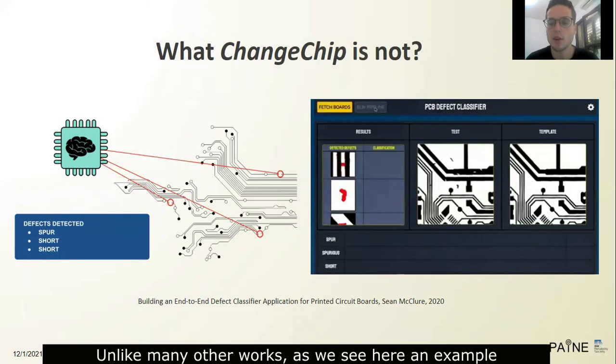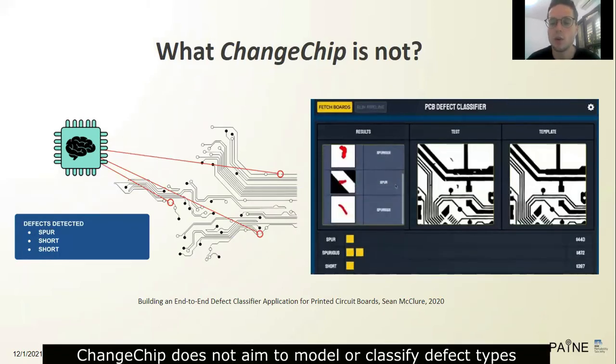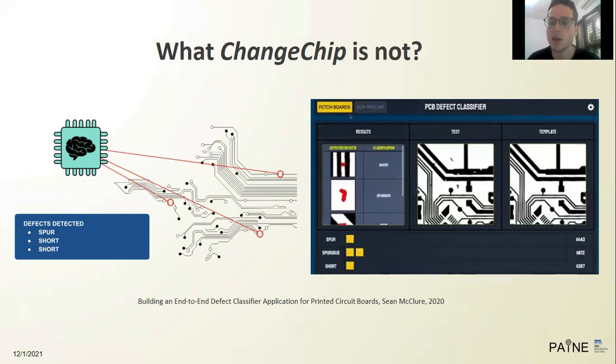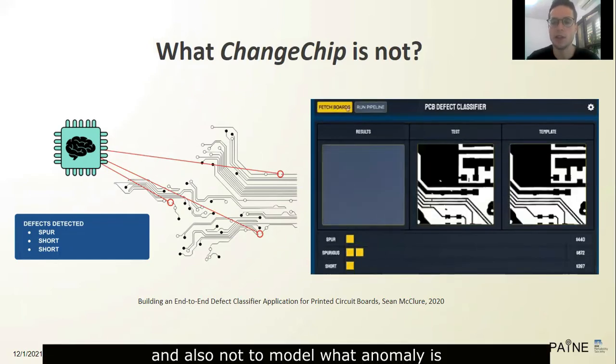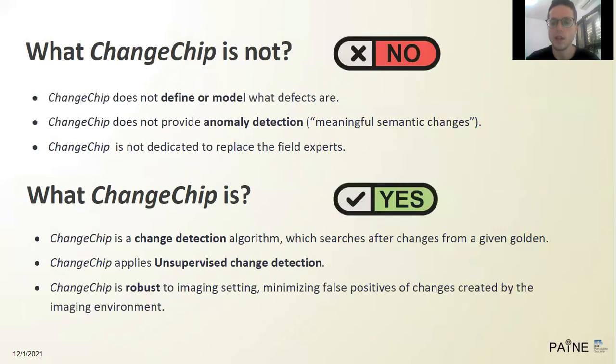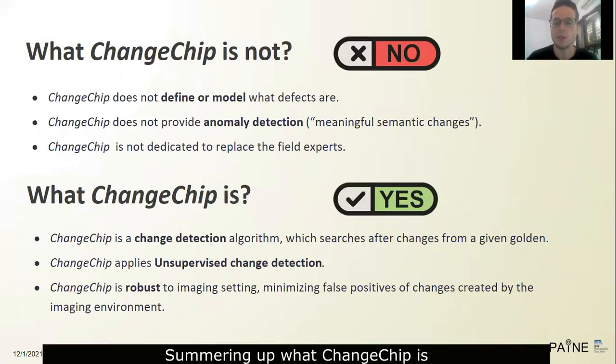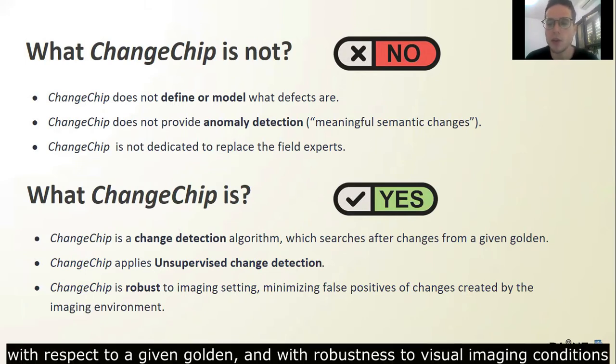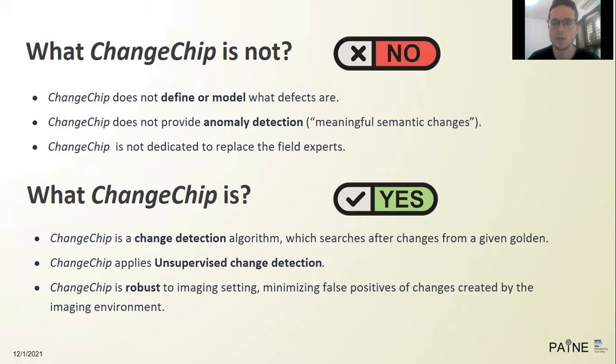Unlike many other works, as we see here in the example, ChangeChip does not aim to model or classify defect types, and also not to model what an anomaly is. Summing up what ChangeChip is, it is not dedicated to replacing the field experts with anomaly modeling or classification, while it does provide unsupervised change detection with respect to a given golden PCB and with robustness to visual imaging conditions.